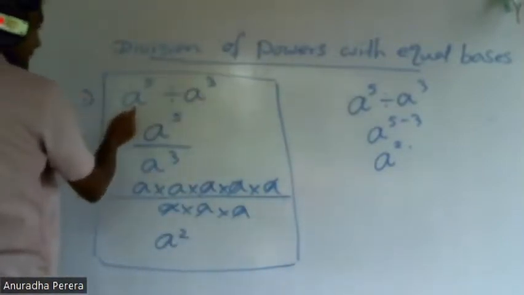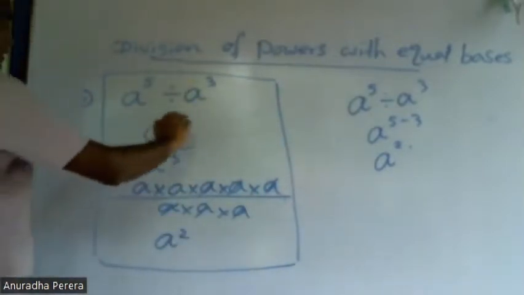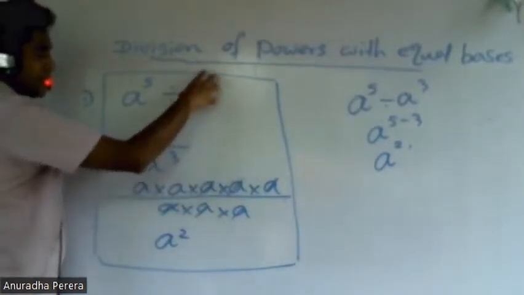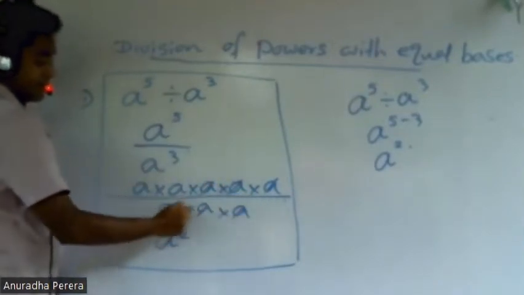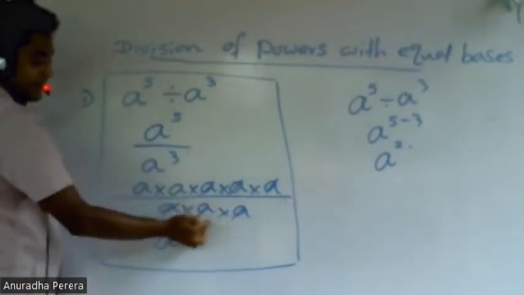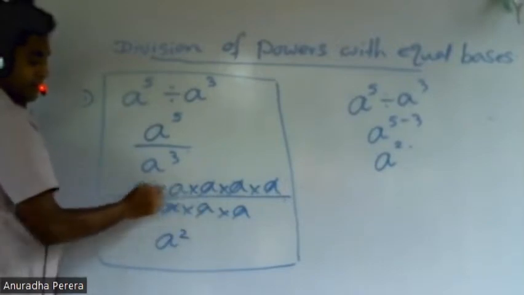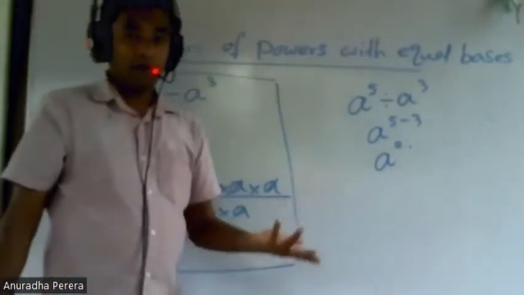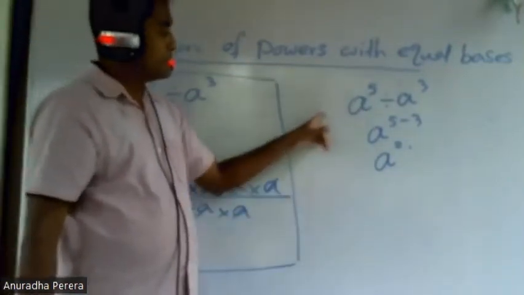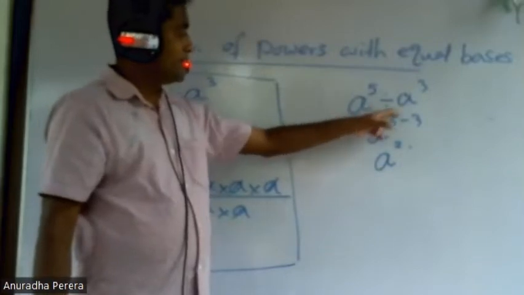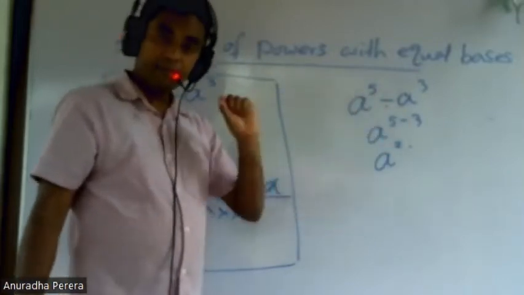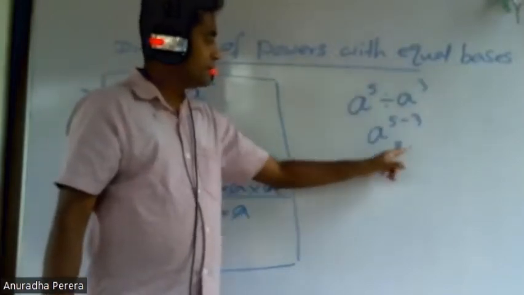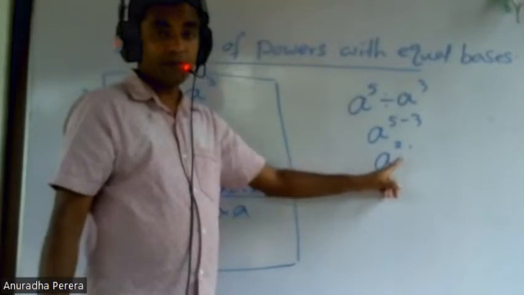You can expand this, a to the power 5 is a times a to the power 3 in the numerator and denominator. a times a will cancel out, three times. a into a means a to the power 2. This answer can be obtained using this property: when dividing two powers with the same base, subtract indices. 5 minus 3, 2. The index is 2.